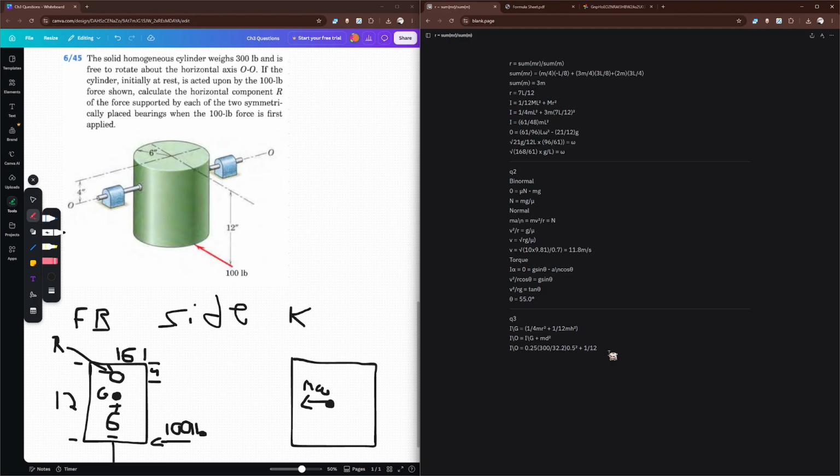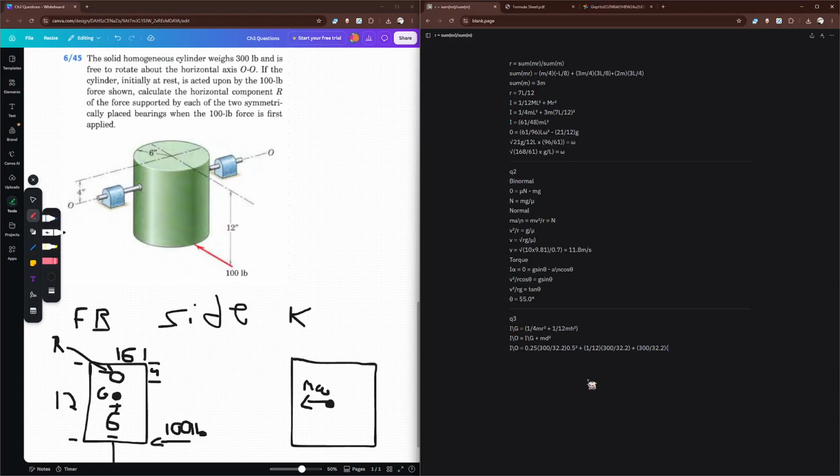M is, again, 300 over 32.2. H is 12 inches changed to a foot, so 1 foot. So we can leave that. Plus, M, again, is 300 over 32.2. And then we can bracket this one up. This 1 over 12 should be bracketed up as well, like so. And then times d squared.